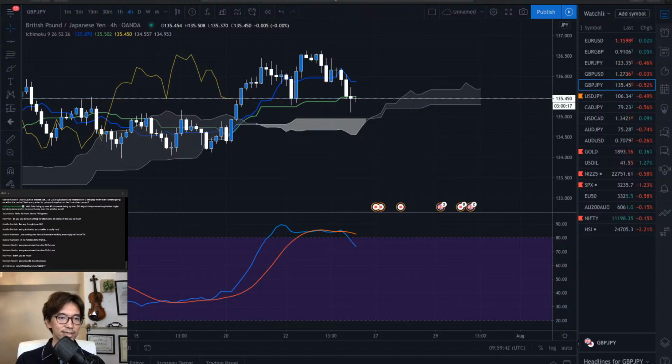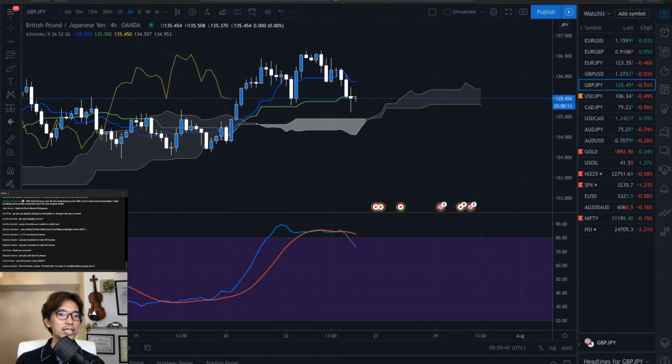All right. Let's see. Just seeing that golden cross is working amazingly well in Nifty. That's good, in the 50-minute time frame.